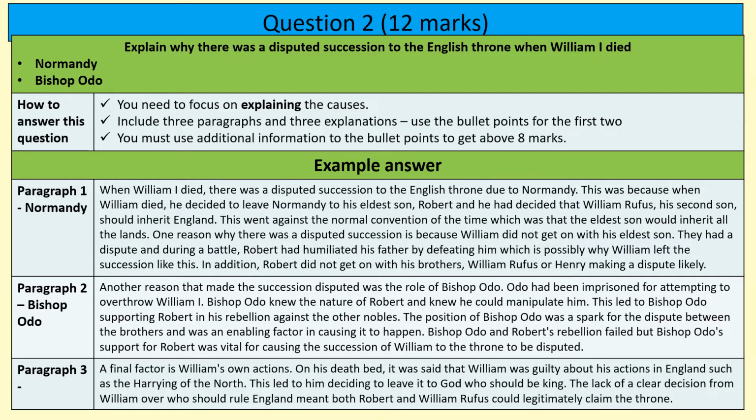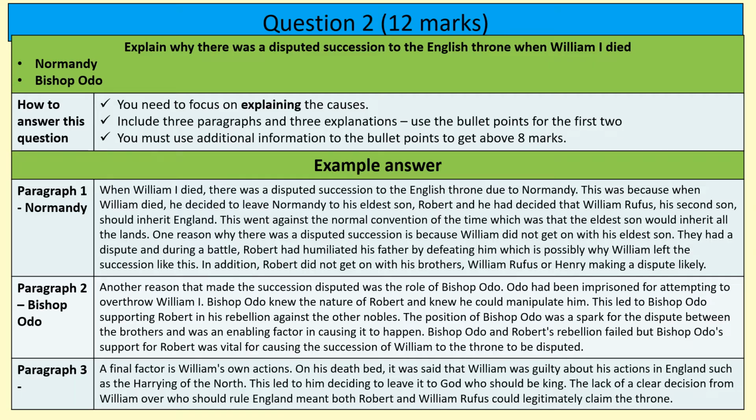Your first paragraph might be about Normandy. When William I died, there was a disputed succession to the English throne due to Normandy. This was because when William died, he decided to leave Normandy to his eldest son, Robert, and he decided that William Rufus, his second son, should inherit England. This went against the normal convention at the time, which was that the eldest son would inherit all the land.